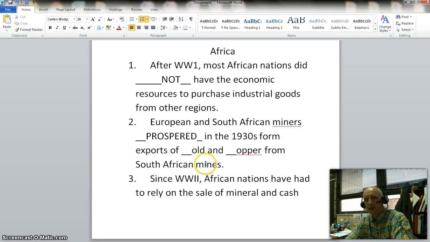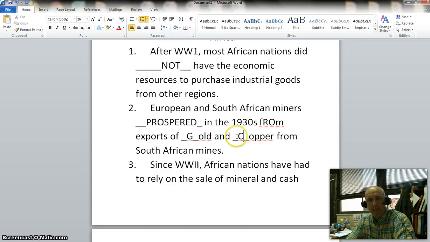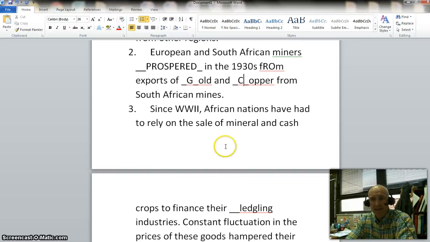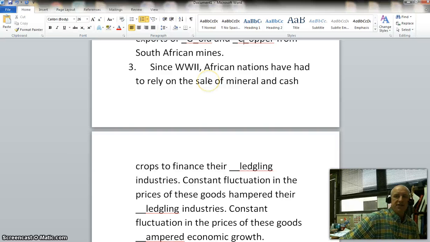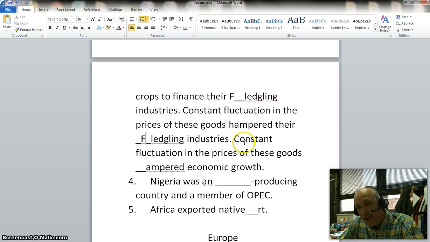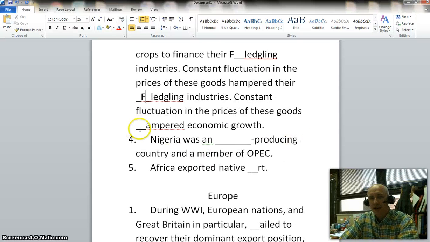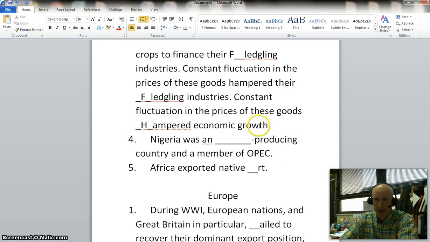All right, in the 1930s, from exports of gold and copper from South African mines. Since World War II, African nations have had to rely on the sale of mineral and cash crops to finance their fledgling industries. Constant fluctuation in the price of these goods hampered economic growth.